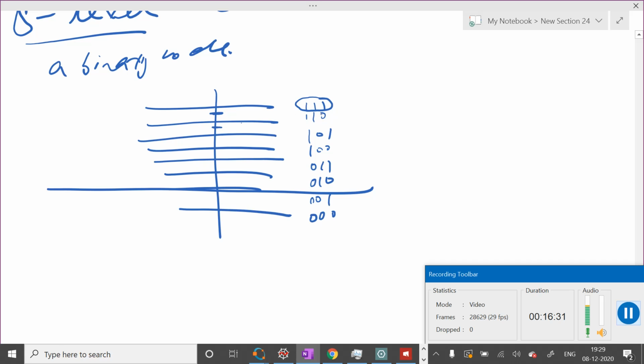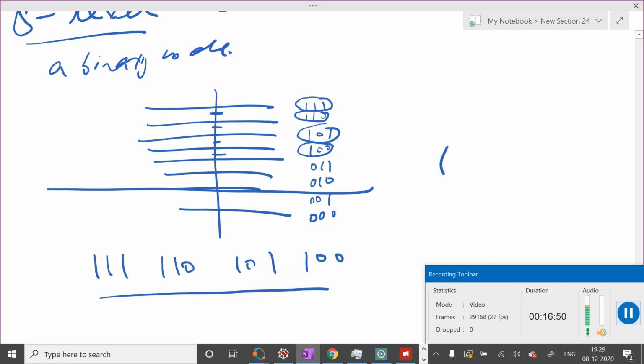Whenever it falls here, we represent it by 110. Whenever it falls here, 101. Whenever it falls here, 100, and so on and so forth. So for every sample amplitude, we will get a binary code. We can represent a binary number like 111 110 101 100. This coding is called pulse coded modulation.